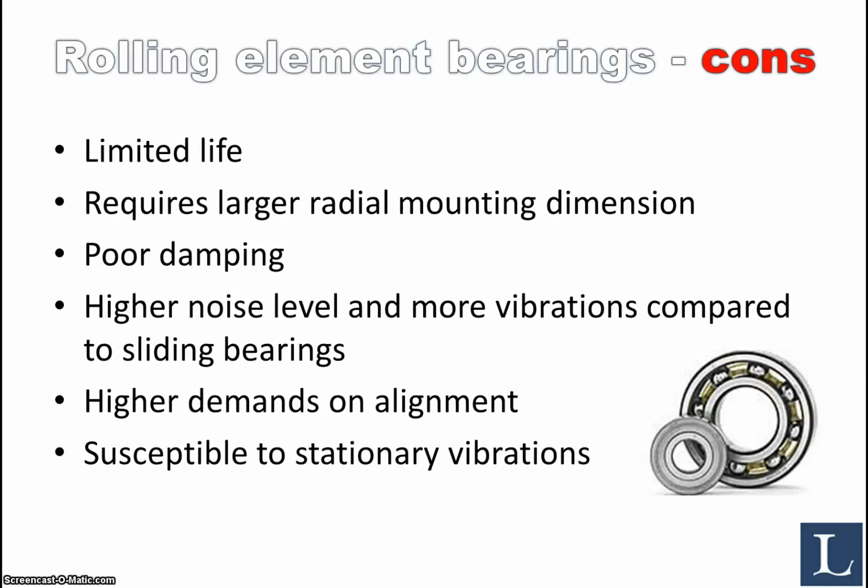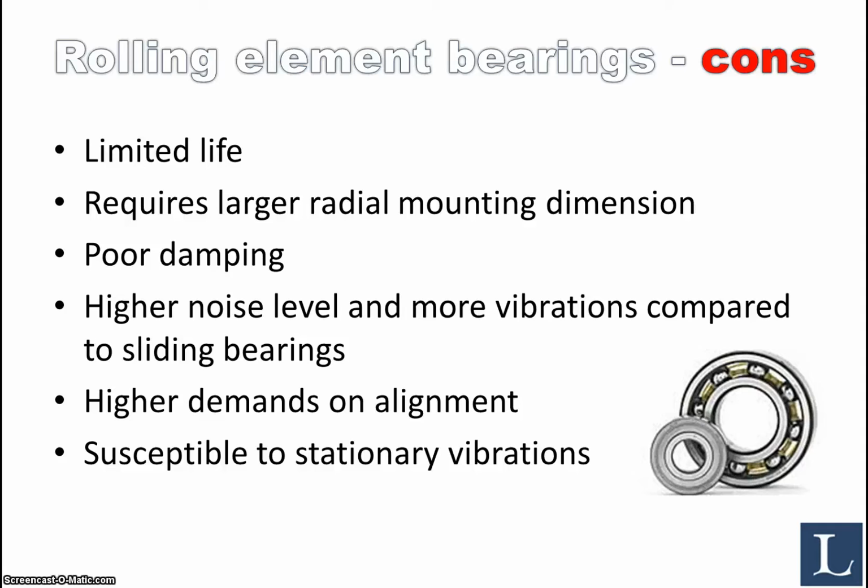The cons of rolling element bearings then would be that it has limited life. The bearing will suffer from fatigue eventually due to the cyclic loading nature of the rolling element versus the races. It will also require a slightly larger radial mounting dimension compared to a bushing or a journal bearing that is very thin or relatively thin. This one has a larger dimension in the radial direction. It also provides poor damping since there's no thick lubricating film to separate the surfaces in the bearing.